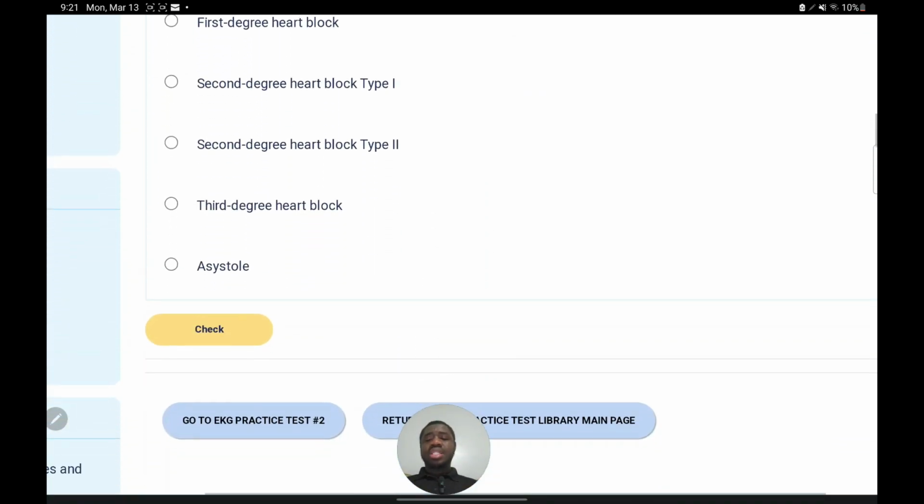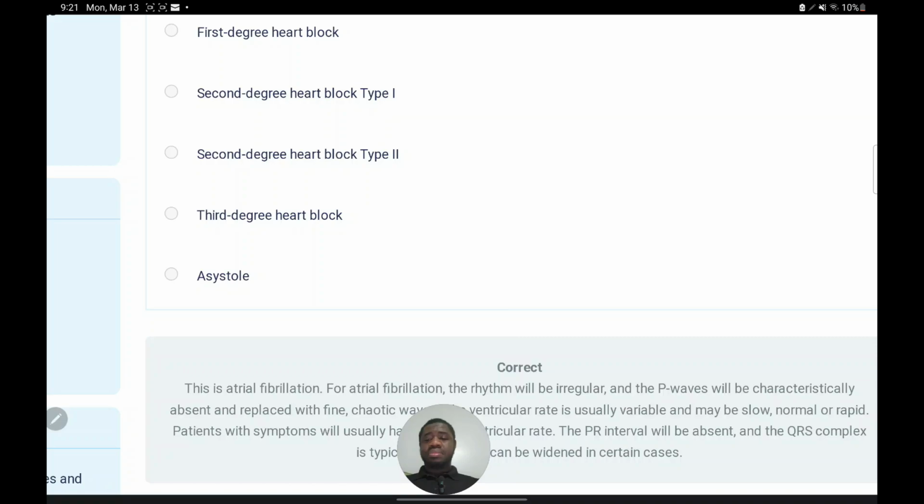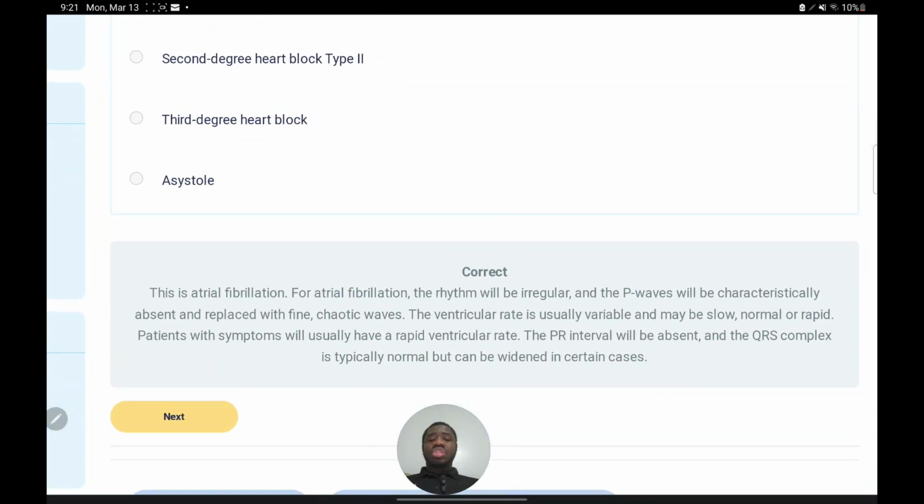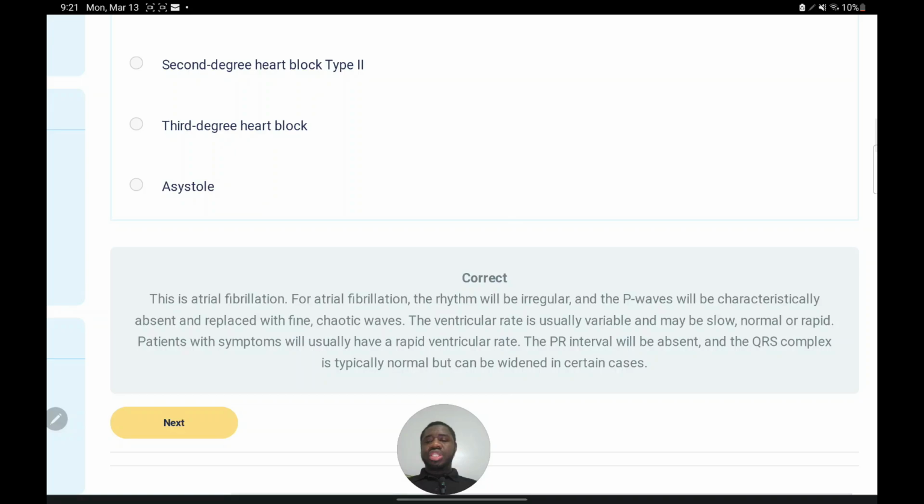So let's check our answer here. We can see we got it right. This is atrial fibrillation. For atrial fibrillation, the rhythm will be irregular and the P waves will be absent. Next question.